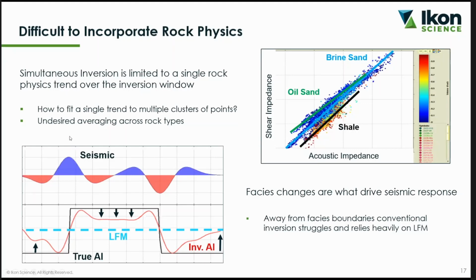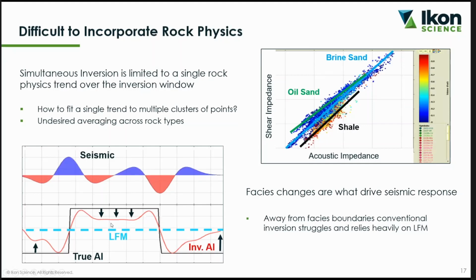What happens is where you've got strong seismic responses at the facies boundaries, you're doing an okay job of the red inversion result matching the truth model. But where you get away from those strong reflectors, it will always want to wander back to the low frequency model. It's being pulled back. So you tend to go back to that hybrid, incorrect low frequency model.